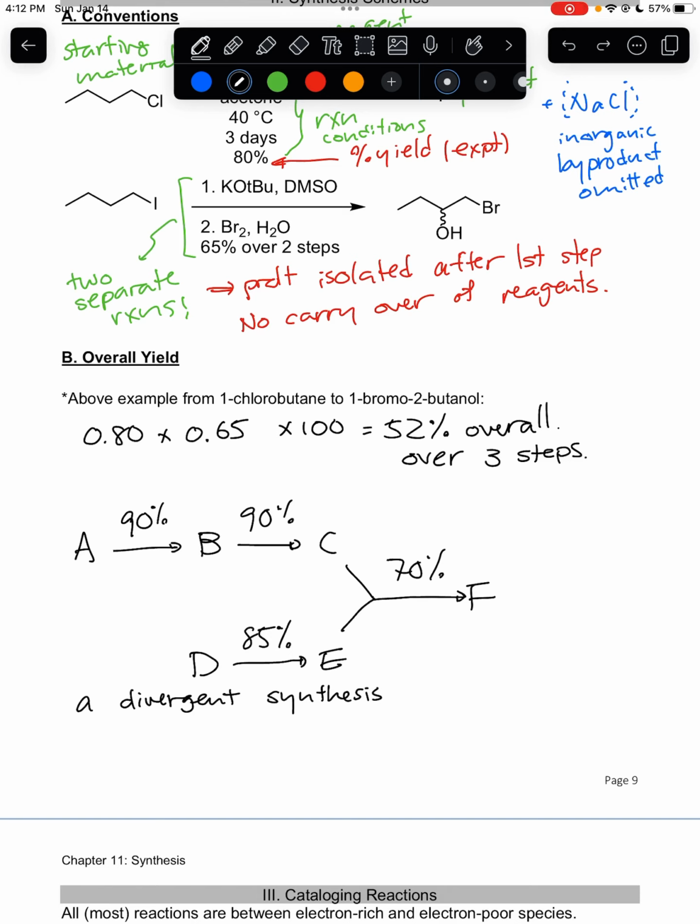Okay. When you're looking at a divergent synthesis like this, as opposed to this, which was a linear synthesis, what you do is you want to figure out the overall yield of the longest linear sequence.